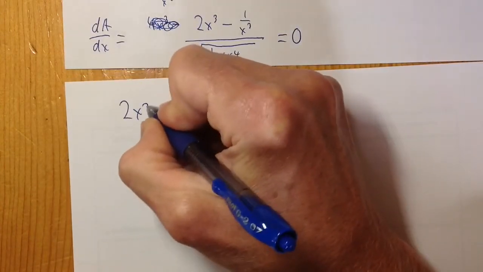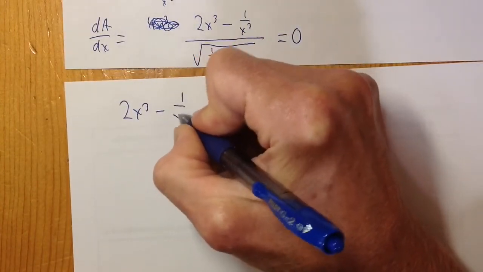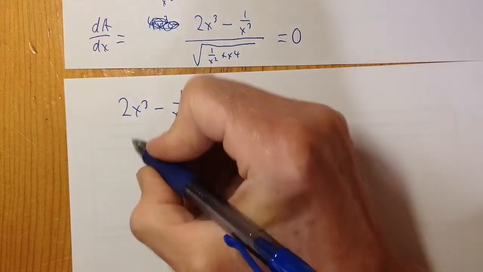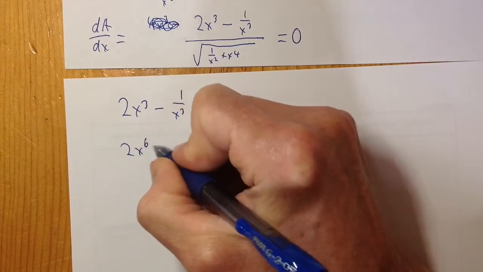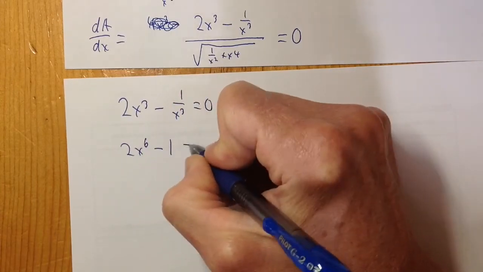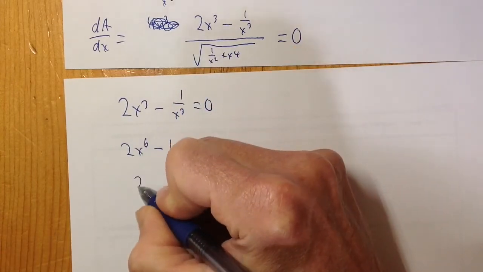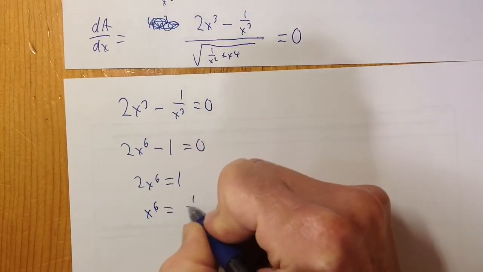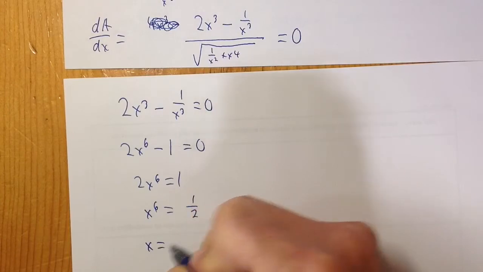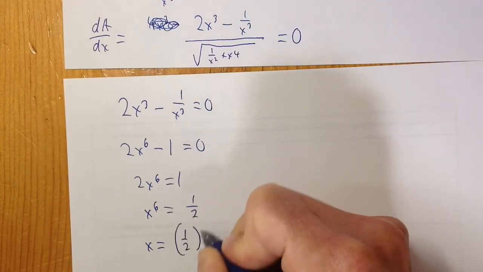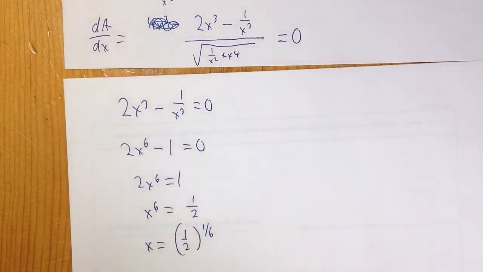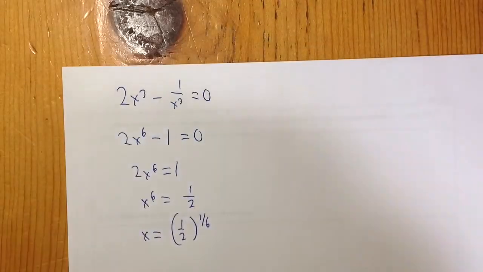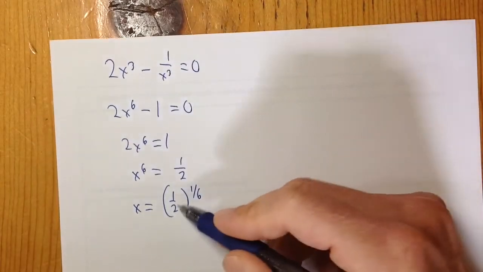So 2x cubed minus 1 over x cubed is equal to 0. Well, let's multiply everything by x cubed. 2x to the 6 minus 1 is equal to 0, or 2x to the 6 equals 1, or x to the 6 equals 1 over 2, or x is equal to 1/2 to the 1/6 power. Now we know what to make our x. We make our x 1/2 to the 1/6 power.